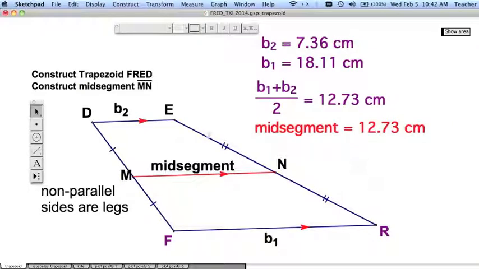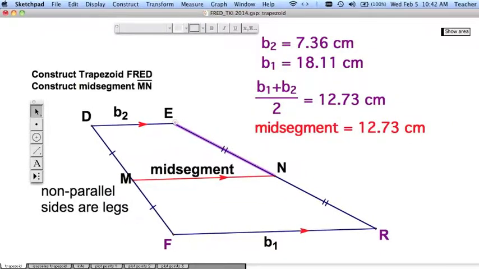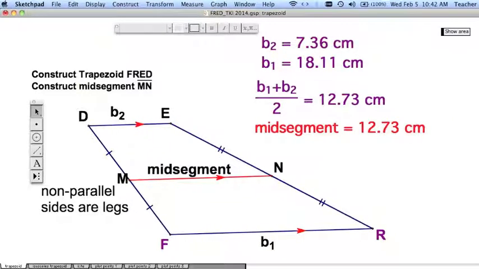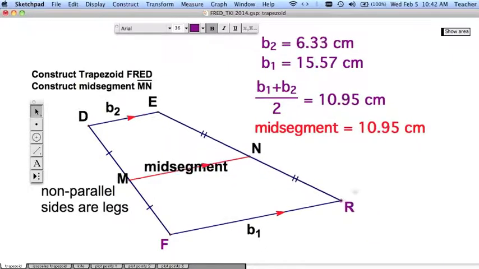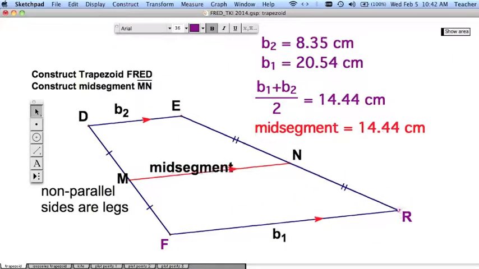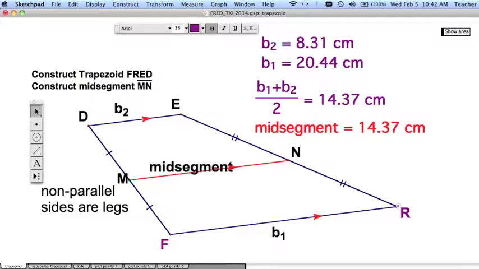The same. Whoa. What do we see? The same length. What's the same? The average. The mid-segment is the same as what? The average. The mid-segment is the average of the bases. It's right there. That is beautiful.